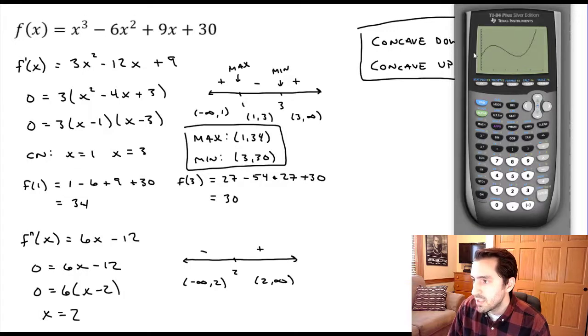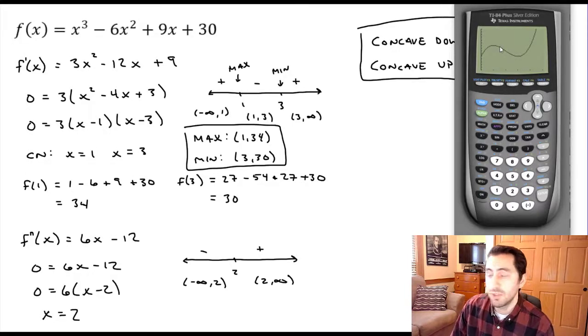So as we can see, my function is bending downwards until I get to 2. And then here it switches and now it's bending upwards. If we think about the tangent lines, all the tangent lines are above my function until I get to 2. And then at 2, now all the tangent lines are going to be below. And that also indicates that my function is concave down from negative infinity up to 2, and then concave up from 2 to infinity.